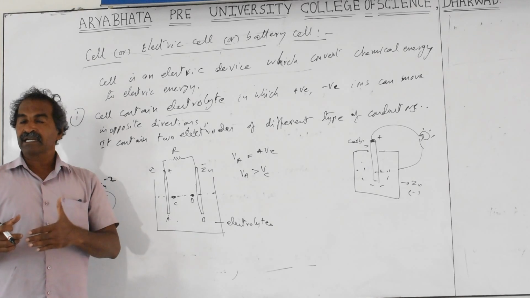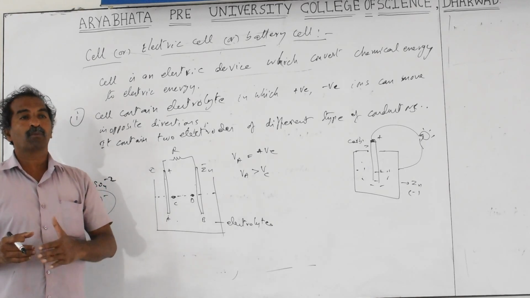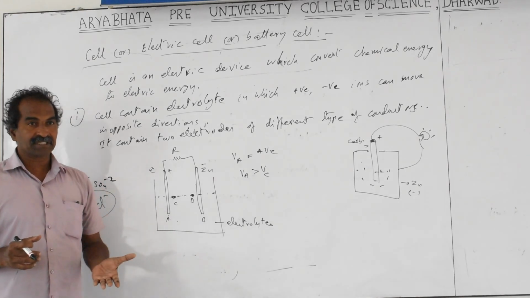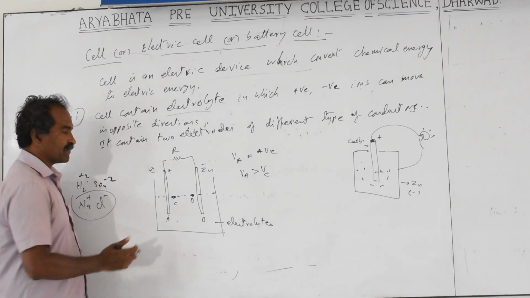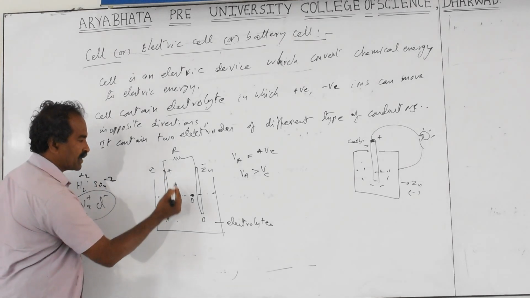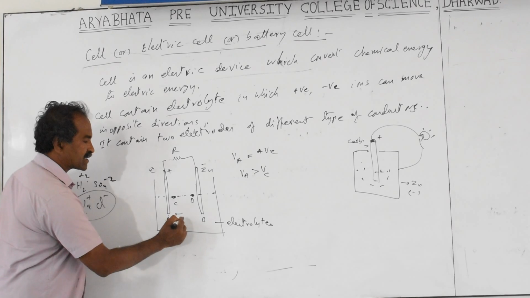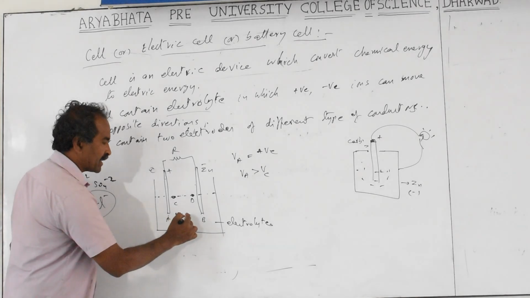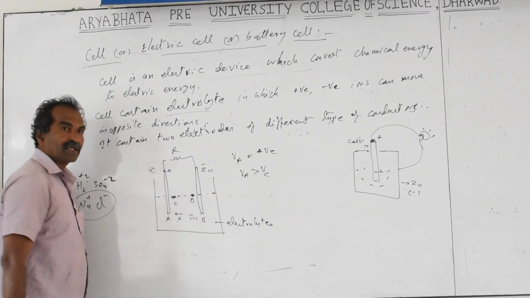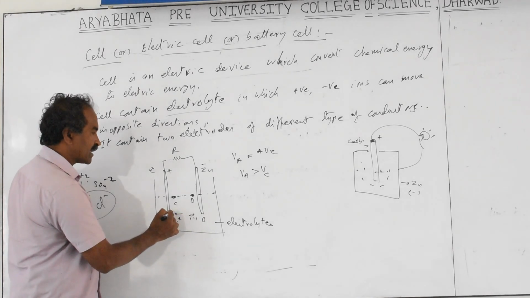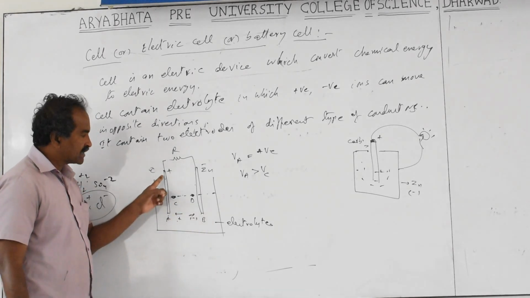Conventional current travels from high potential to low potential. Electrons travel in the reverse direction. Okay. Inside, what happens? On the positive side, positive ions are traveling. On this side, negative ions are traveling. So positive ions come here and take the electrons from this electrode.